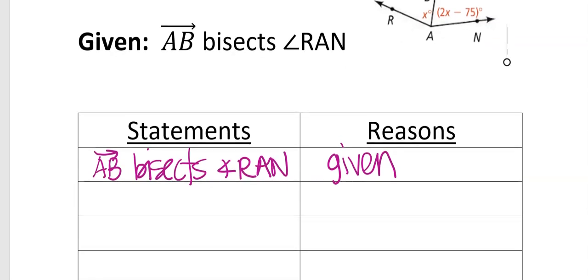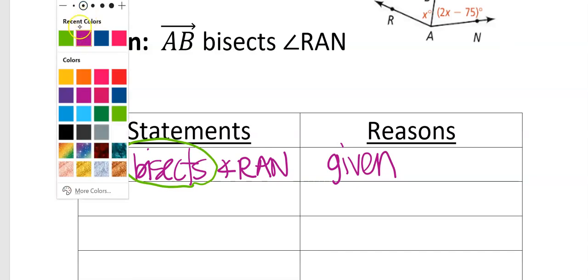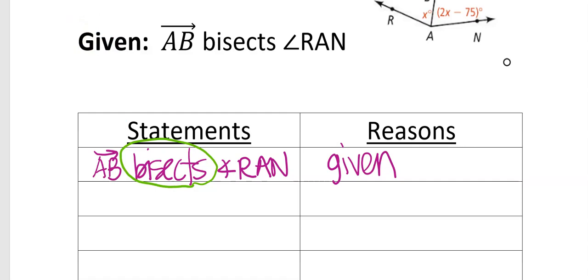So this time, notice there's a vocab word in the given. If you don't know where to go, think about what bisect means. What does it mean? Cuts it in half. Okay, so if it cuts it in half, wouldn't those two parts be the same? So I'm going to say definition, angle bisector. I'd probably give it to you if you did definition of bisect.